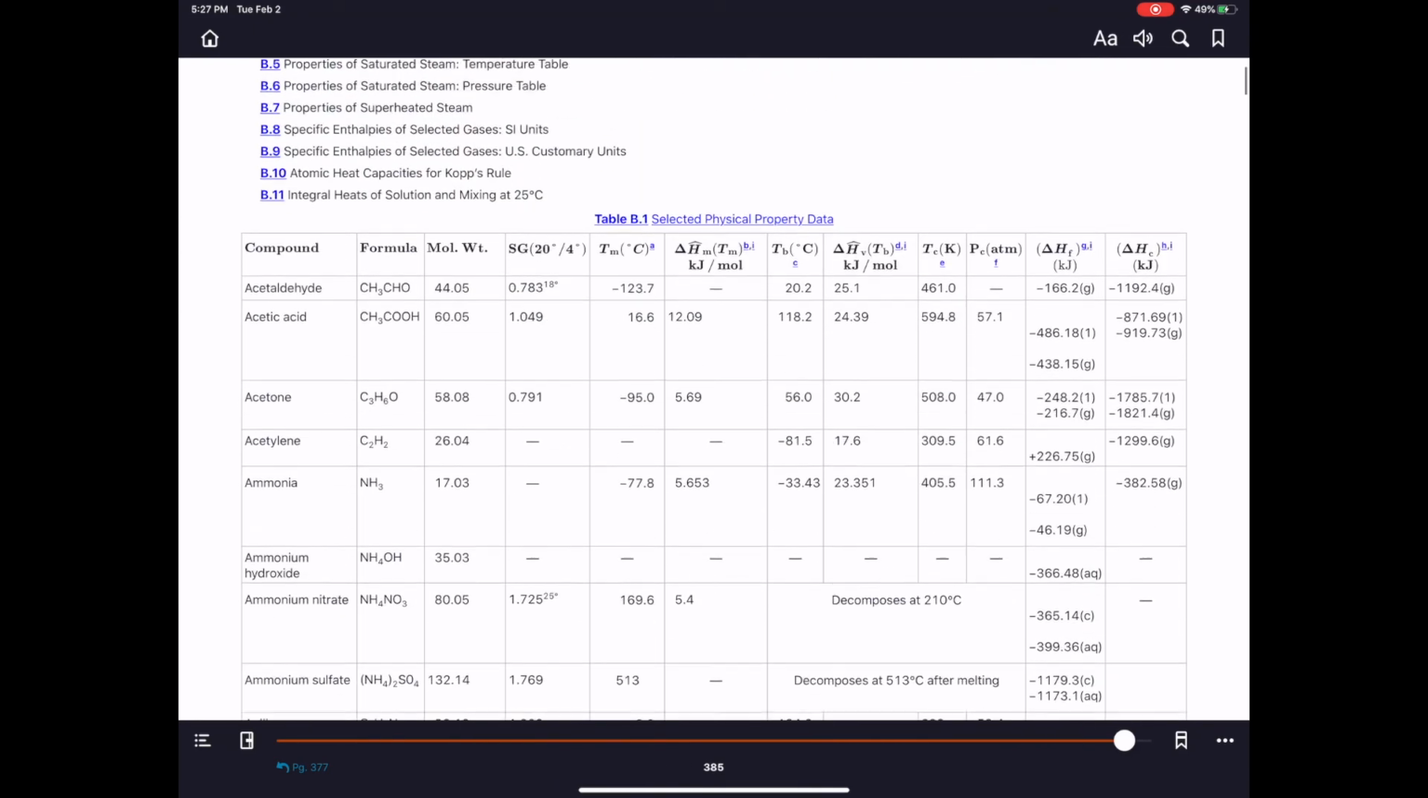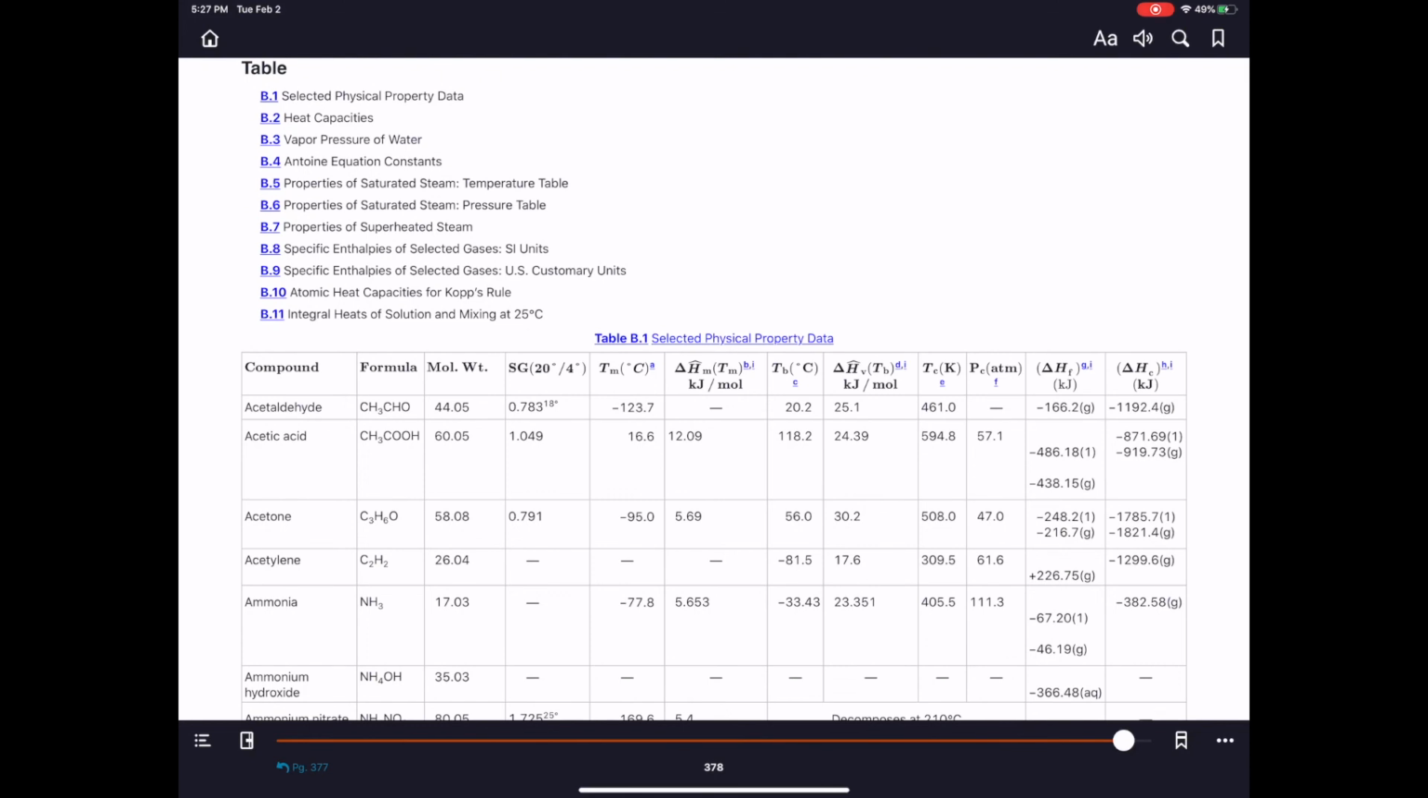Now, what I want to mention here is that the delta Hm and delta Hv, and even the melting point and the boiling point temperatures, those are all for systems or chemical species that are at a pressure of 1 atm. If we were at a different pressure, then those boiling point or the melting point temperatures would be different due to the fact that we're at a different part in the phase diagram.